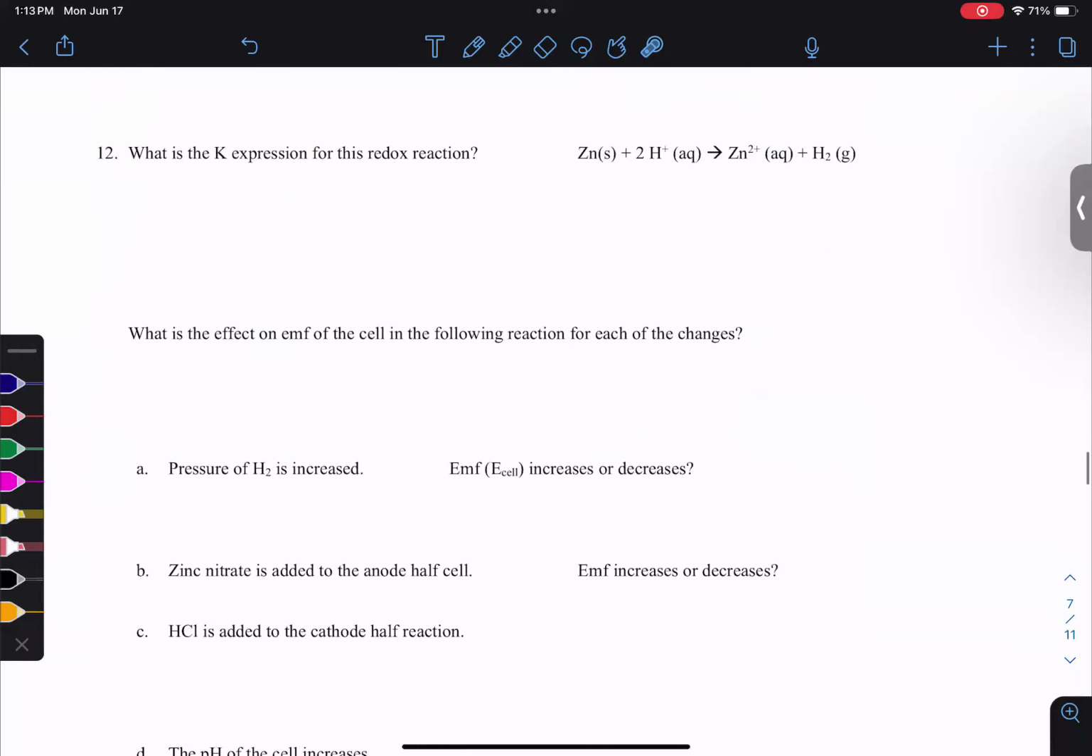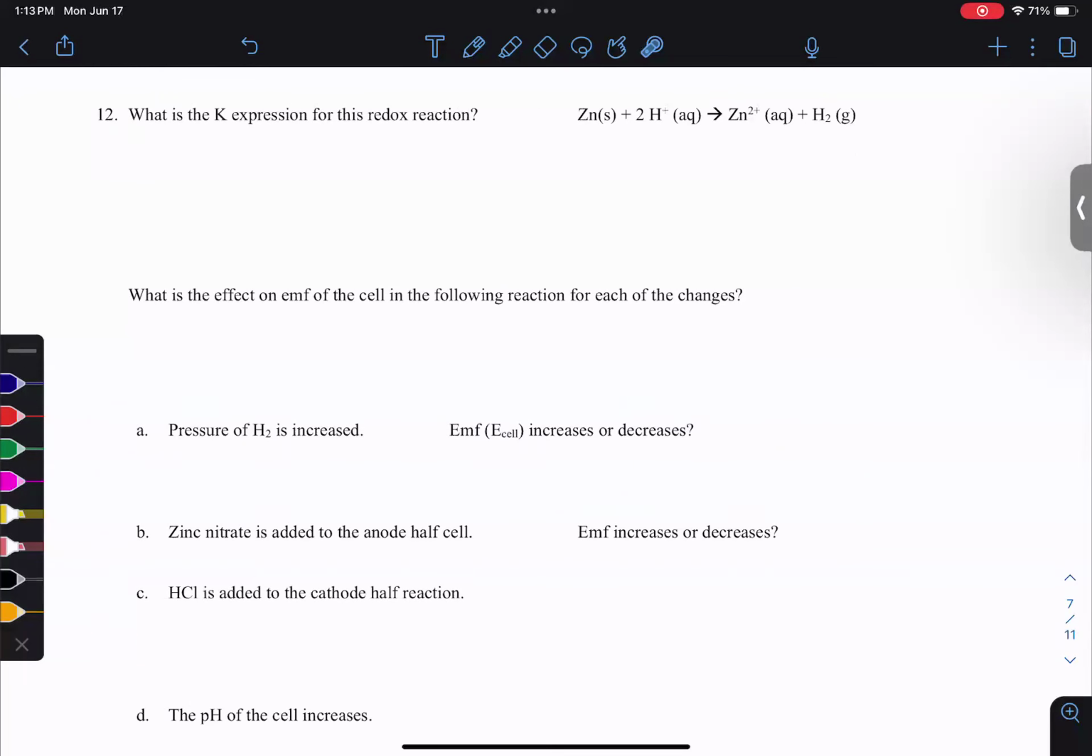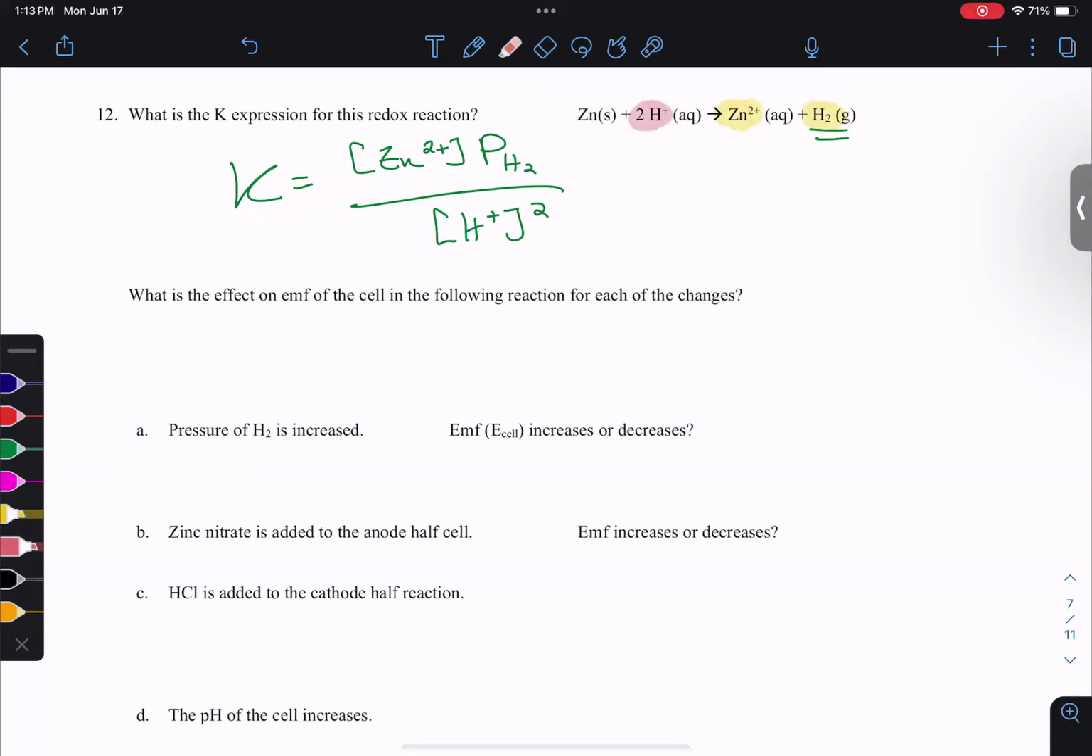What is the K expression for this redox reaction? It's actually an electrochemical cell, but also a redox reaction. But remember, these also have K expressions because we can calculate Q a little bit later. So K, which will be useful for Q later, is equal to the zinc concentration. So products over reactants, the pressure of hydrogen, because notice that hydrogen's a gas here, and that'll be in atmospheres, over, we don't need to include zinc solid because it's a solid, but then H plus concentration squared. So 2 products, 1 reactant.